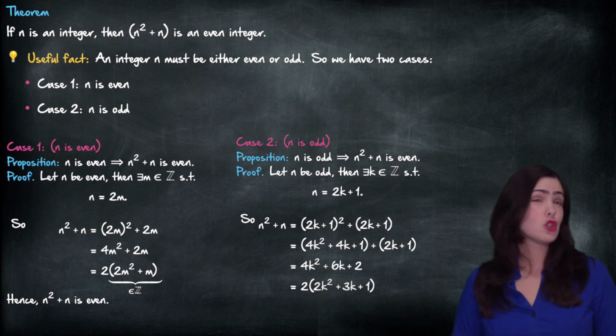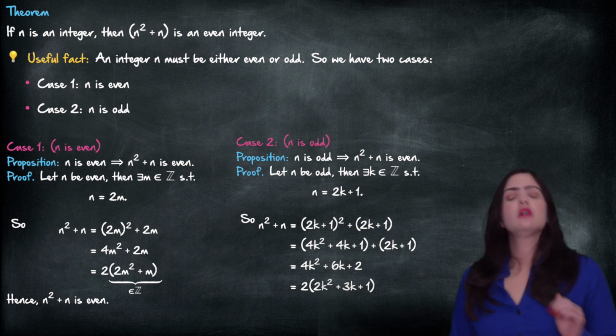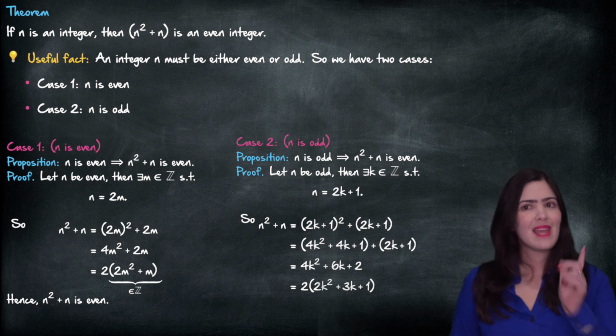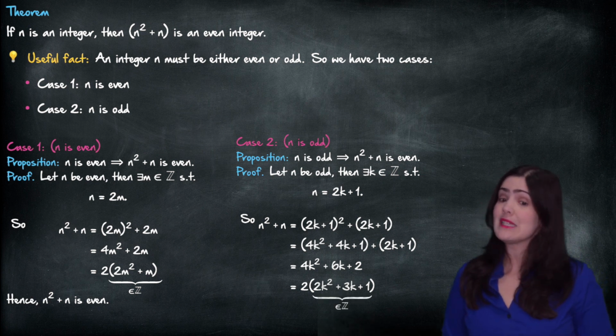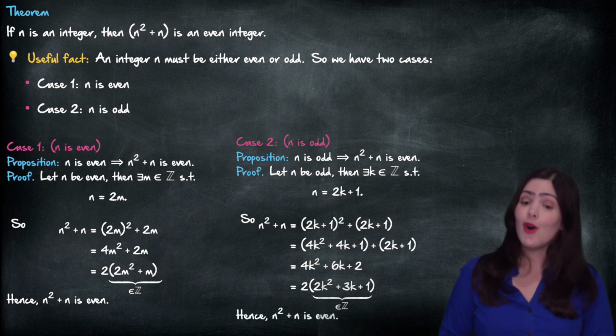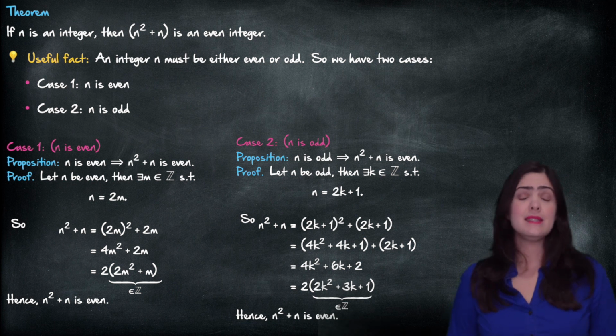And again, we can take a 2 as common factor. So we have that this is 2 times (2k squared plus 3k plus 1). And the thing inside the parenthesis is again an integer number, which is great because then I can also conclude in this case that n squared plus n is even.